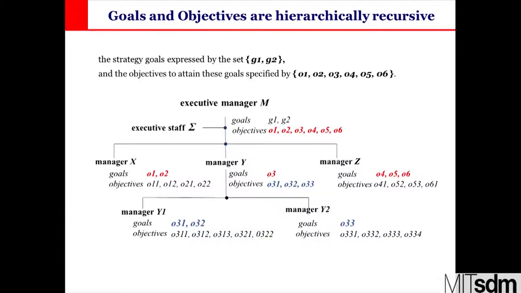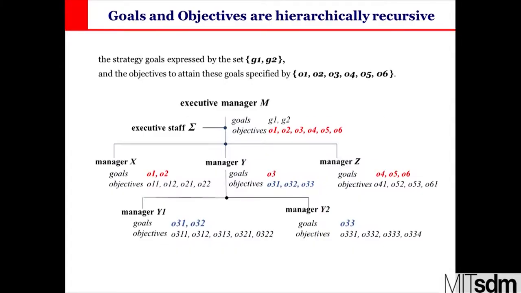Goals and objectives are hierarchically recursive. You have an executive manager, and he has goals G1, G2. And that executive manager frames his objectives as O1, O2, O3, O4, and O5. What must that manager do now? The manager cannot do O1, O2, O3, O5 by him or herself. He must delegate them. So what does he do? He delegates O1, O2 to manager X, O3 to manager Y, O4, O5 to manager Z. So the objectives of manager M become the goals at the next layer.